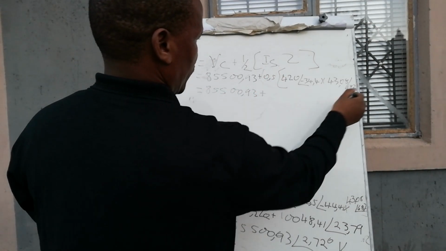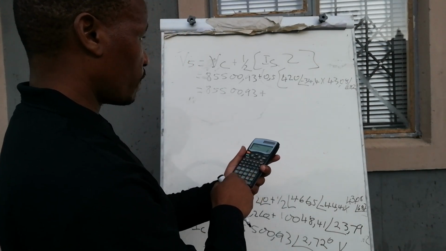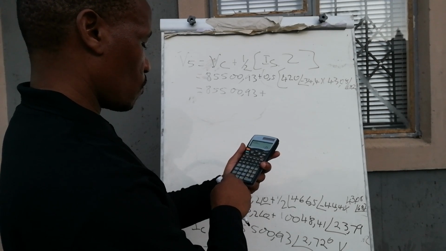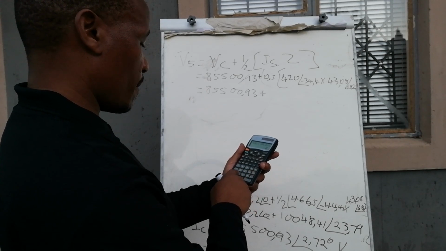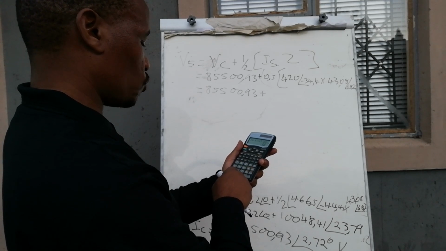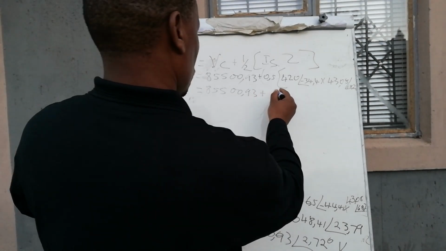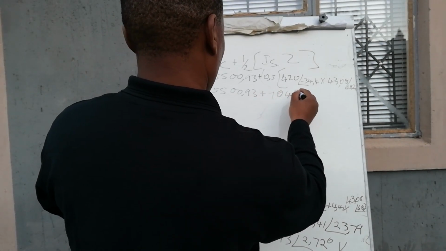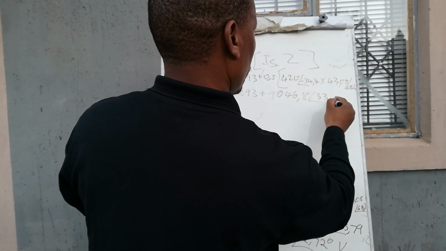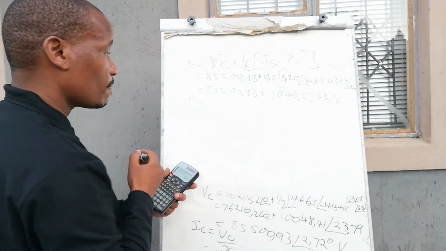let's work out this first. It will be 420 angle of minus 34.4 multiplied by 43.08 angle of 68.2. Answer multiply by 0.5, and it's equals to 9046.8 angle of 33.8. Now let's add them together to get the sending end voltage.